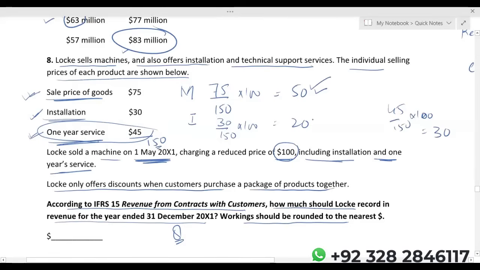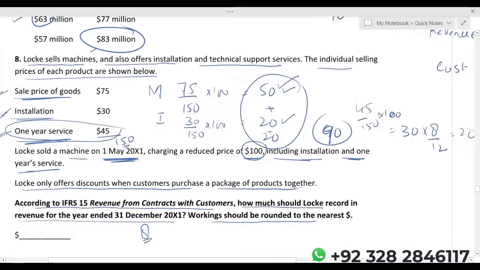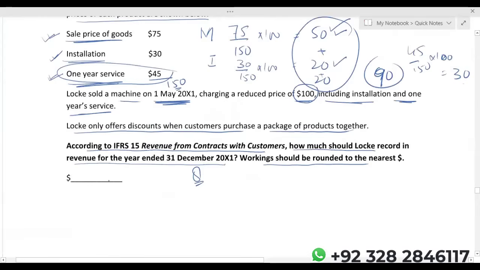So this 50 will be recognized, 20 will be recognized, but the revenue which belongs to 1 year service, which is 30 million, this 30 will be recognized over 12 months. Out of 12, 8 months have passed. So 30 multiplied by 8 upon 12, I'm getting 20. So it means December X1, the revenue which will be recognized is 50 plus 20 plus 20, that is 90 million. And this is what they have asked us. So you will recognize the revenue net.